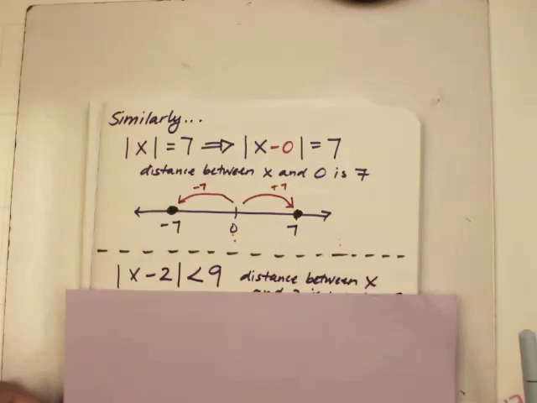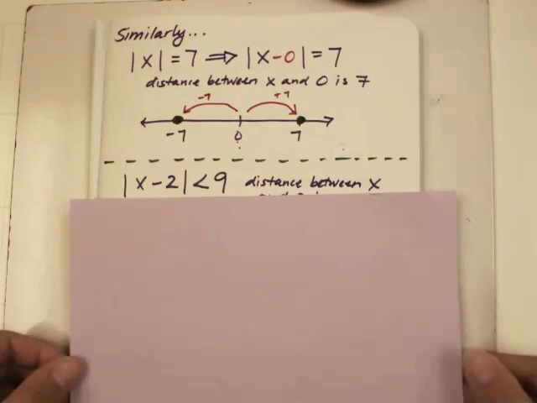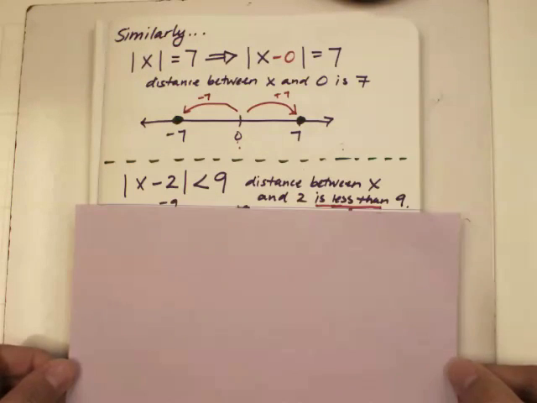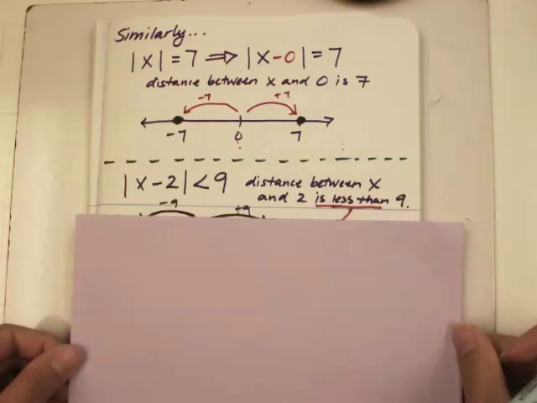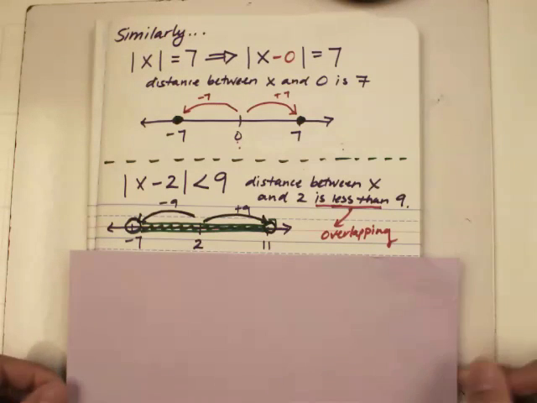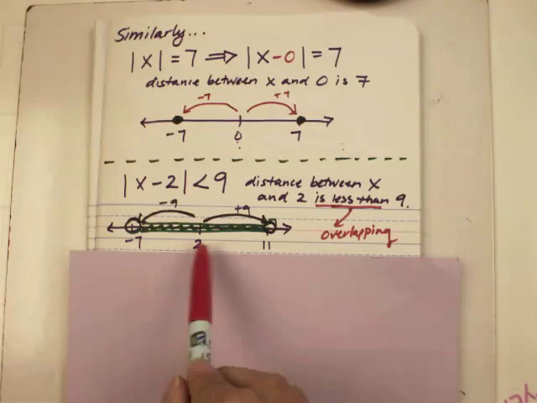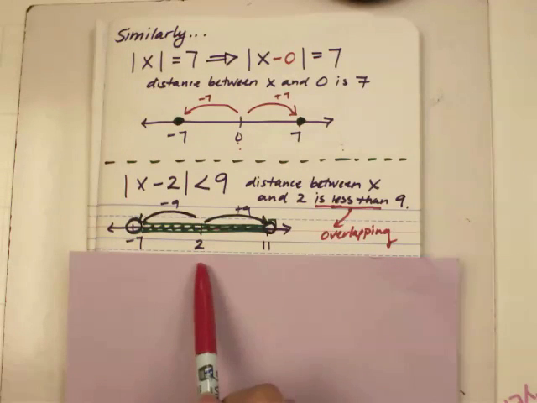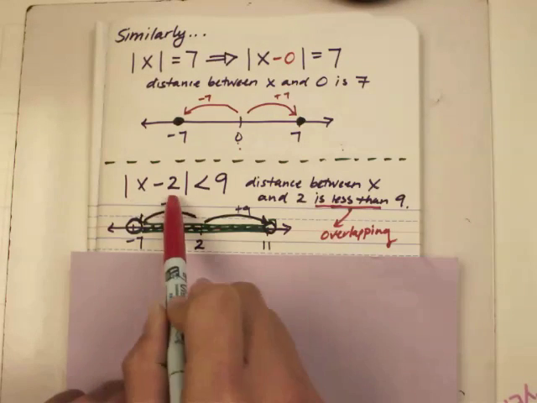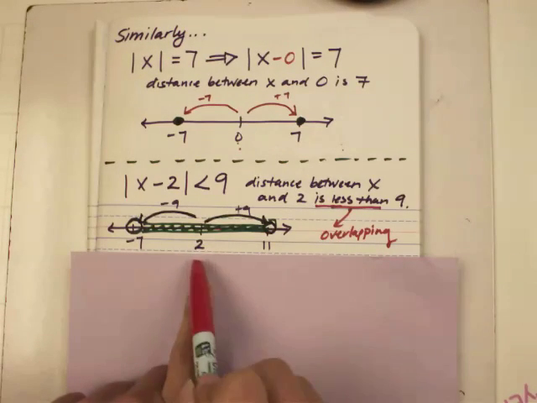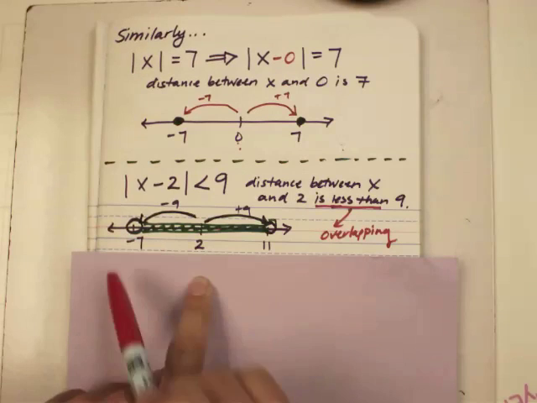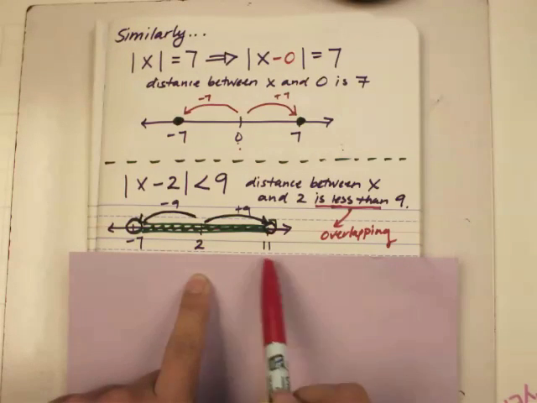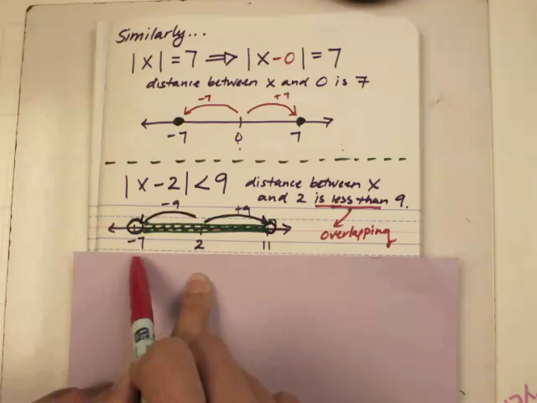Let's take a look at another example. If you would read this, the distance between x and, in this case, 2 is less than 9. I'm going to draw a picture of what this looks like. You have 2 in the center as your midpoint, and the distance between x and 2 will be 9 units. So we're going to go 9 units to the right, 9 units to the left. 2 plus 9 will give you 11. 2 plus a -9 will give you -7.